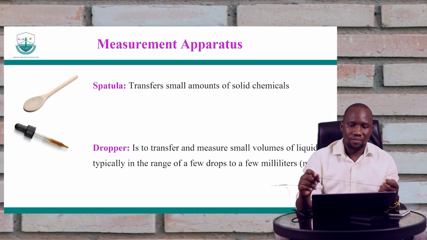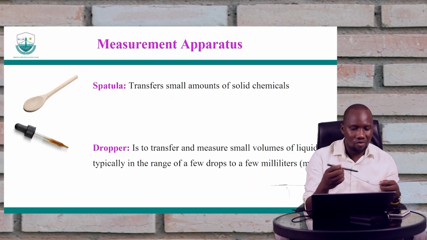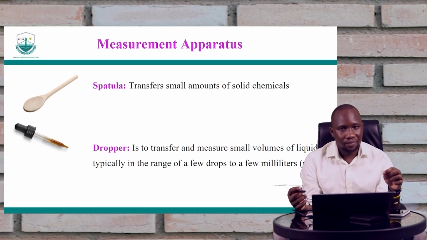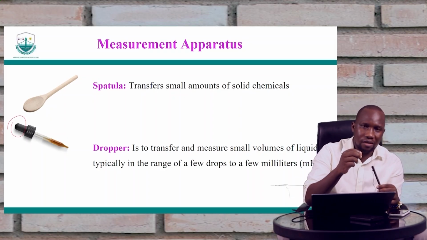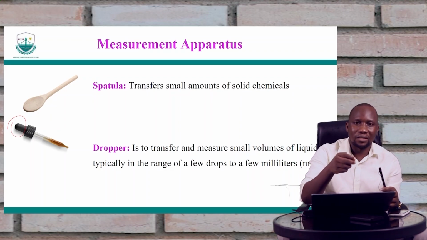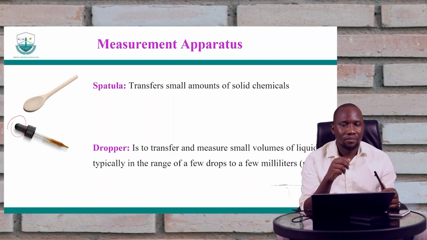And then we have the dropper. So the dropper is still used for measurement, because the dropper, you can see here, when you place it in a liquid, you hold the bulb here. You hold it, it's soft. Okay, when you hold it and then release it, it will suck up the liquid, and then you transfer the liquid into another container. Okay, so that is about the dropper.